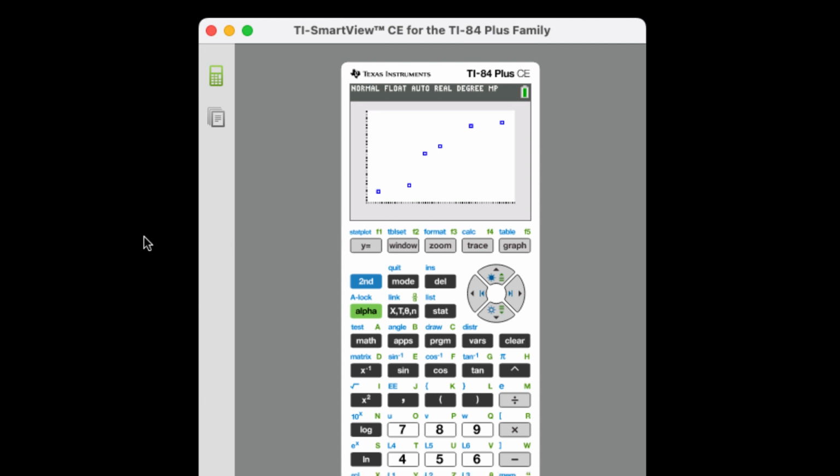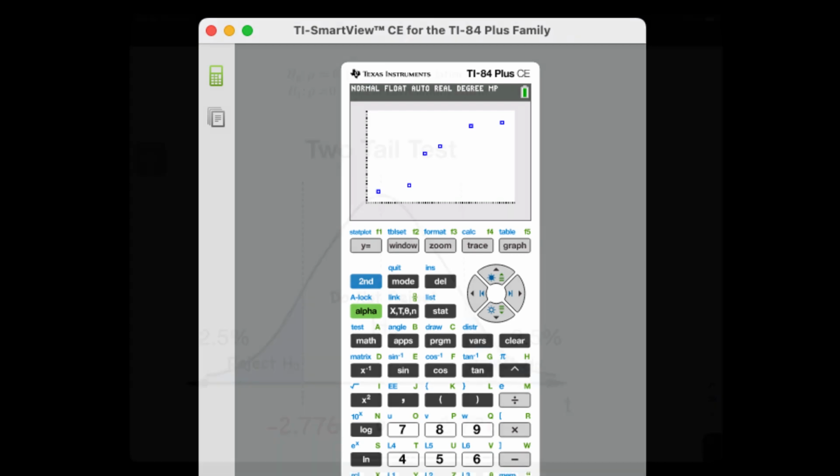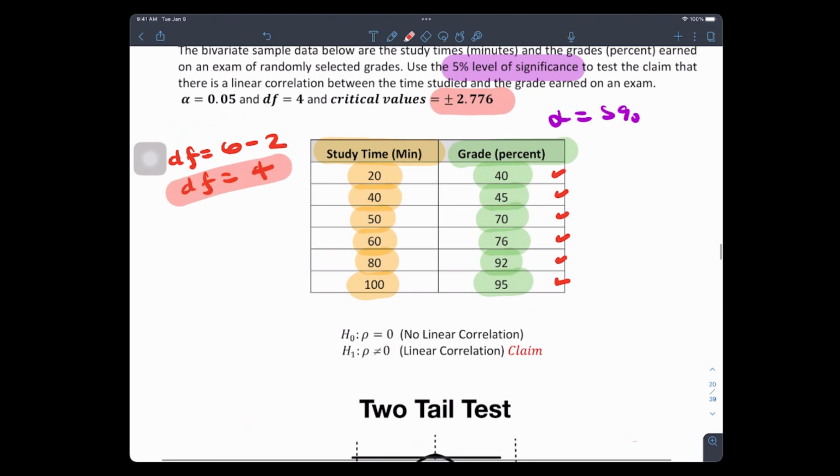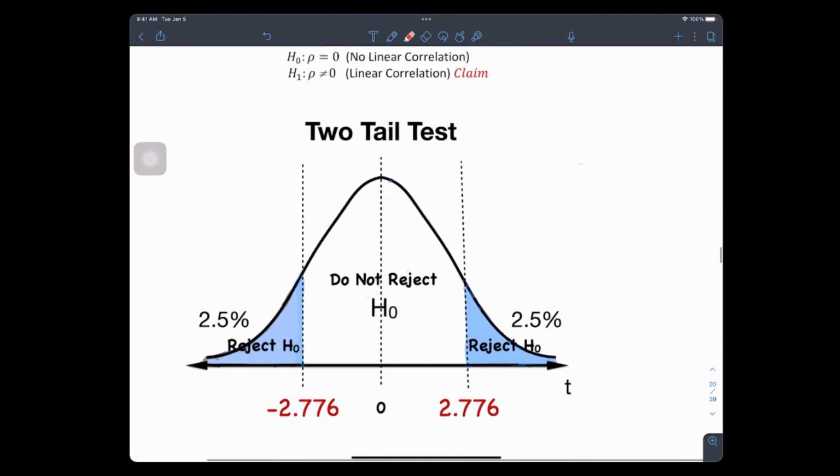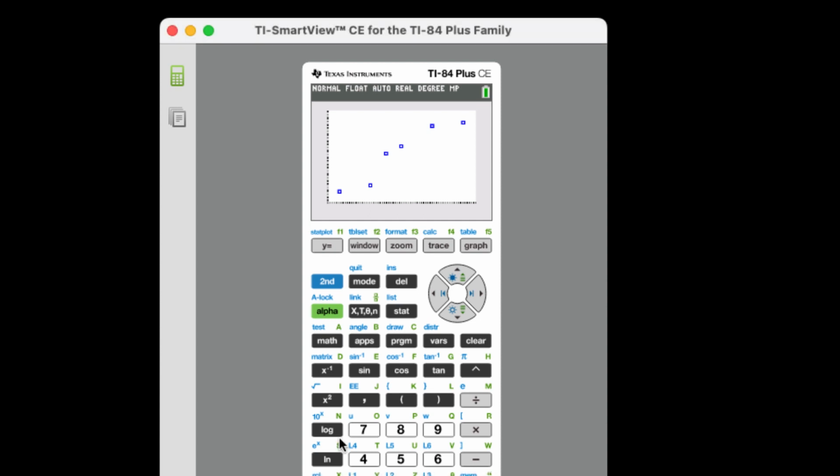So now that I know it's a weak positive correlation, I'm going to set up my formal hypothesis test. So I need my critical values. If you remember how we got these critical values, just to review, you have to use inverse what again? Don't you use inverse T? So we go second distribution, inverse T, and I think I have to clear that out. Okay. Second distribution, inverse T. There we go.